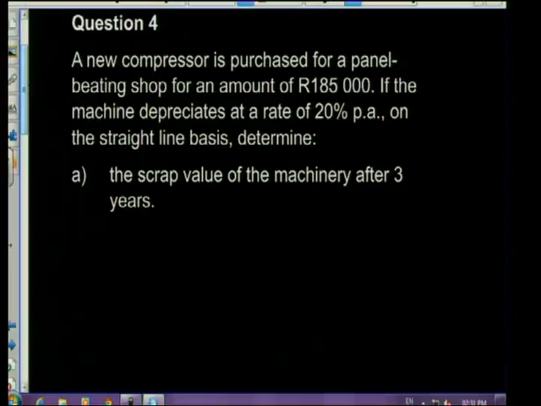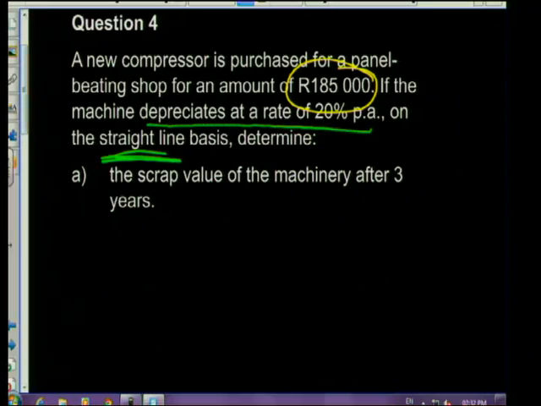It says a new compressor is purchased for a panel beating shop for an amount of 185,000 Rand. If you don't know what a compressor is, it doesn't really matter. What you know is that you're purchasing something and you know the total amount. So don't get caught up on the little itty-bitties of the question. It says the machine depreciates at a rate of 20%. Hey, that's important. So we've got depreciation at a rate of 20% on a straight line basis. Now, the straight line basis or the reducing balance tell us 2 very different things, and you've got to read carefully and know how the depreciation will take place.